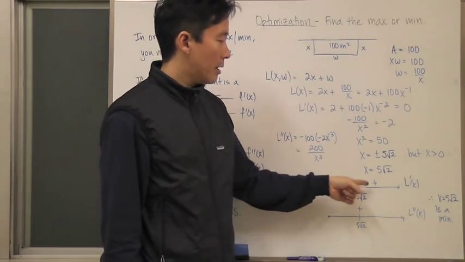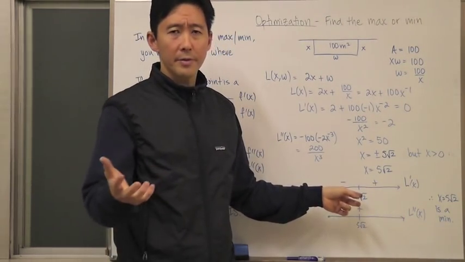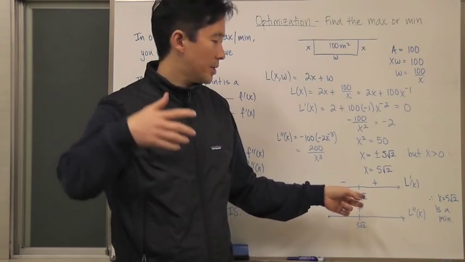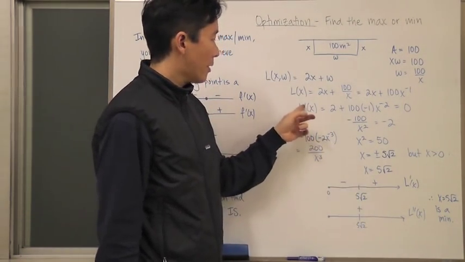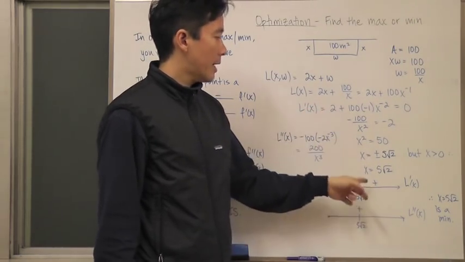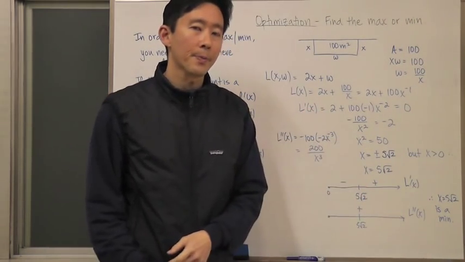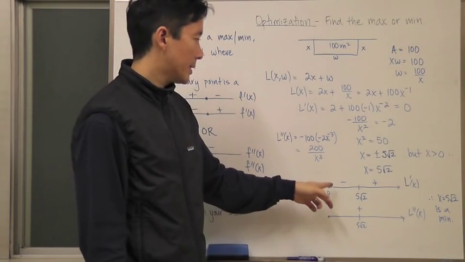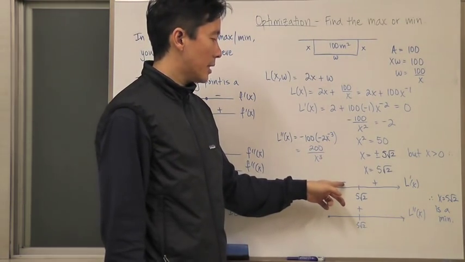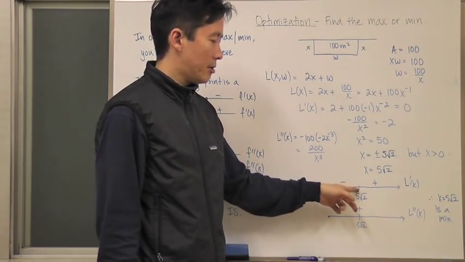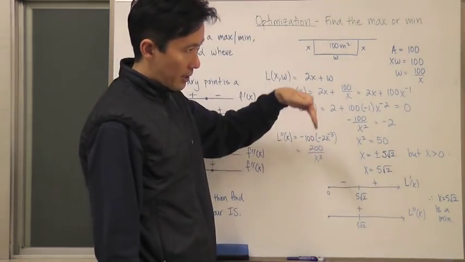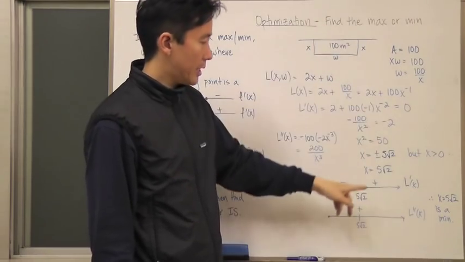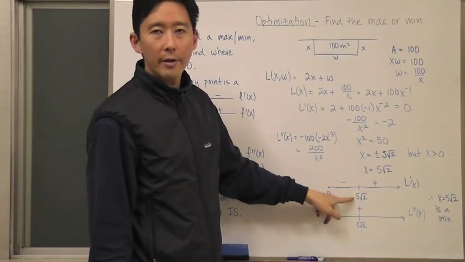If I take anything larger than 5 square root of 2, and 5 square root of 2 is a little bit more than 7, so we'll say something like 8 or 9, then L prime of 8 or 9 gives a positive value. So notice that the function is decreasing, stationary point, increasing. Decreasing, stationary point, increasing, that means that this is a minimum value.